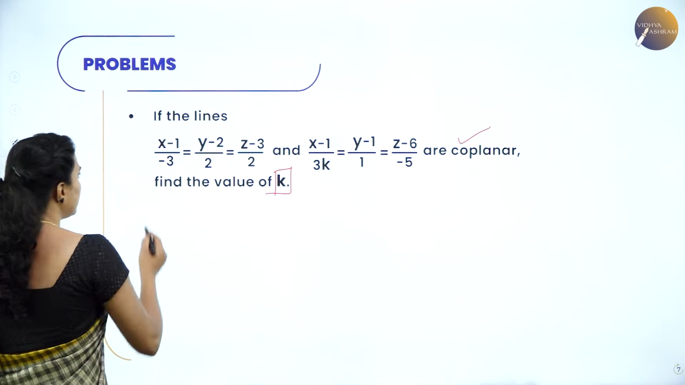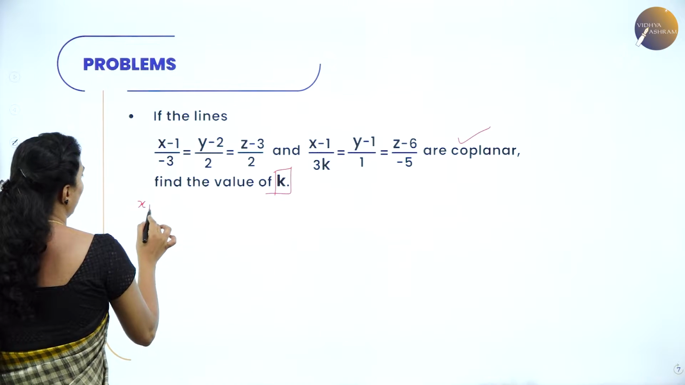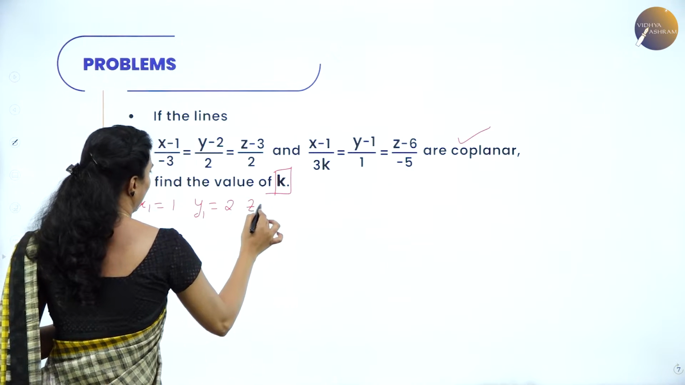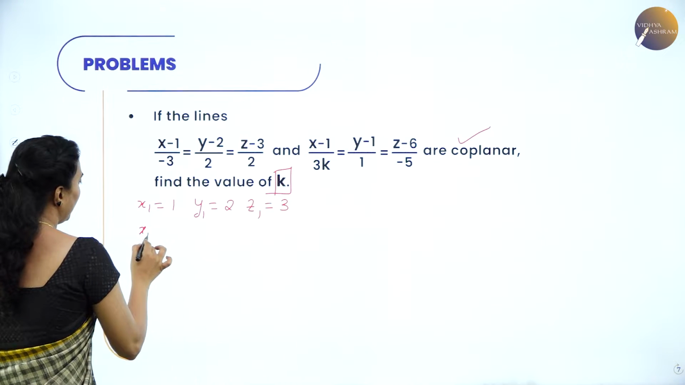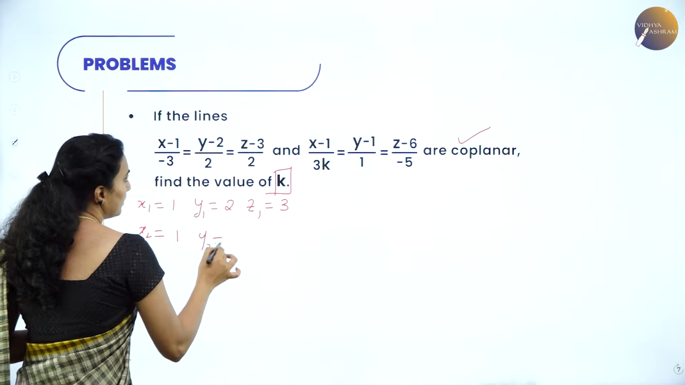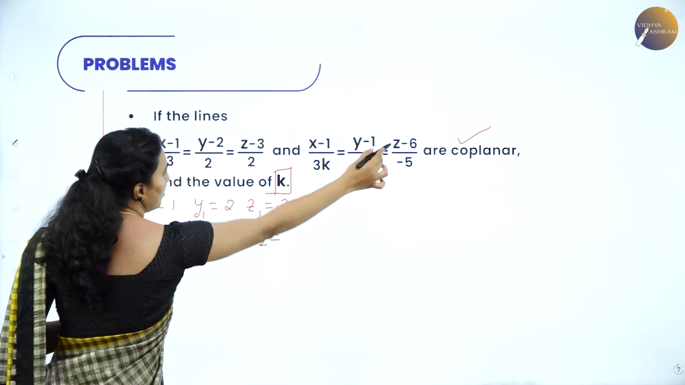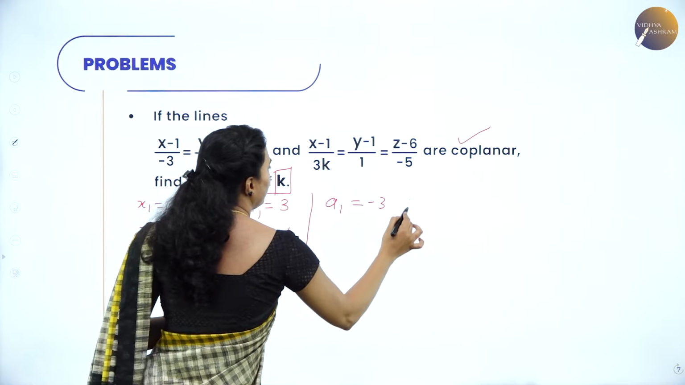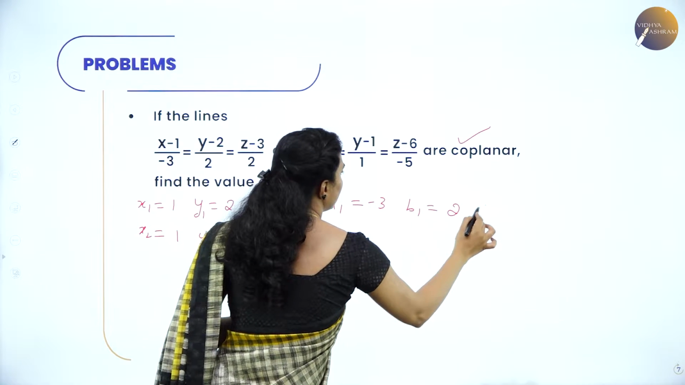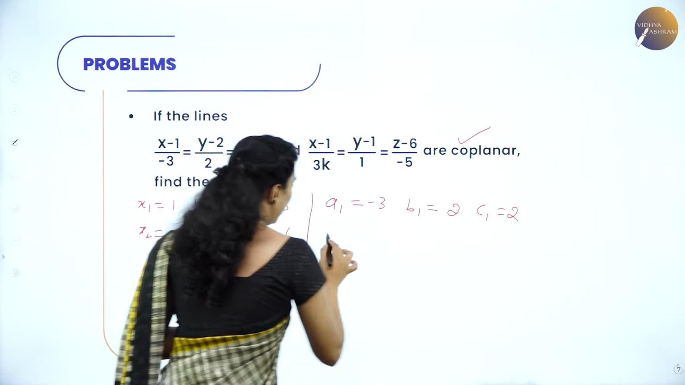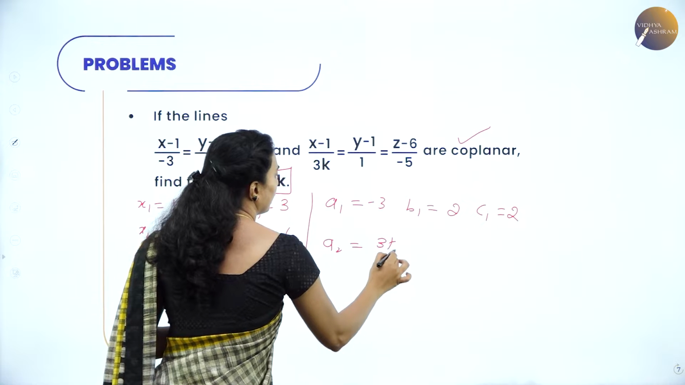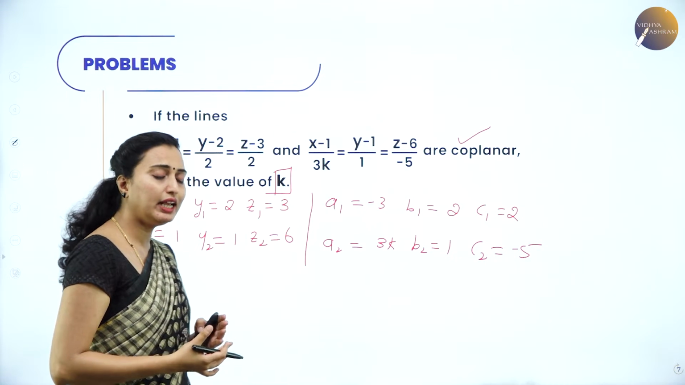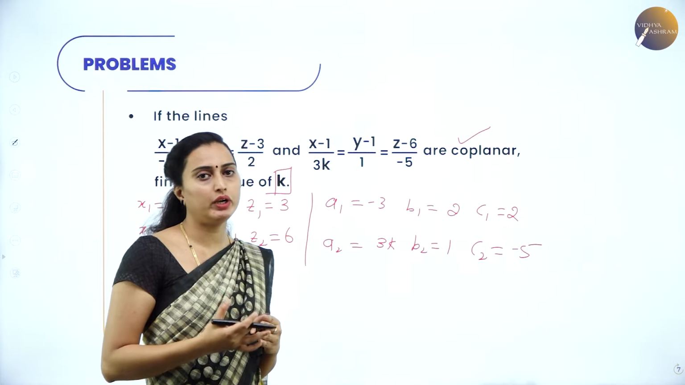Understood? Now here, first it is x1, y1, z1. I am writing x1 equals 1, y1 equals 2 and z1 equals 3. Similarly, let me write x2 equals 1 for the second line, y2 equals 1, z2 equals 6. And then what are a1, b1, c1? a1 equals minus 3, b1 equals 2 and c1 equals 2. Similarly, a2 is 3k, b2 is 1, c2 is minus 5. Now, let me take the determinant, expand it and equate it to 0.